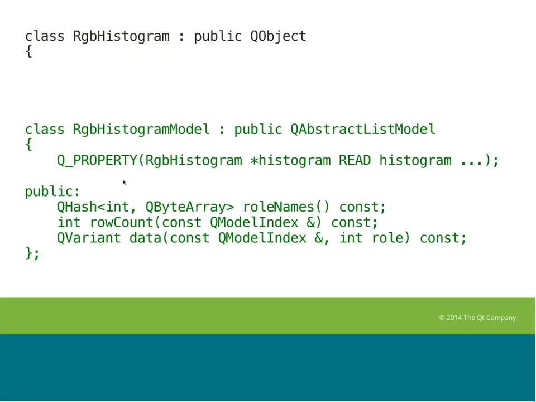So what we want to do is leave alone our RGB histogram class and just implement a separate RGB histogram model. This one will only need to have a histogram property, at least for this purpose, which will refer to the histogram that it's proxying, and also implement the mandatory functions from QAbstractListModel.